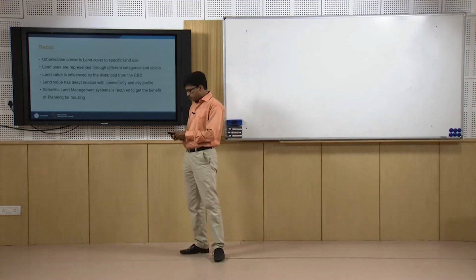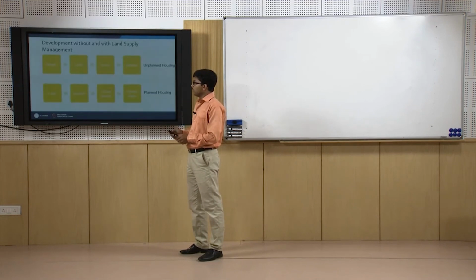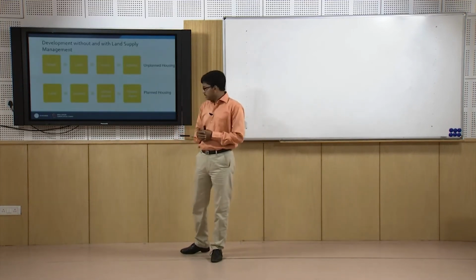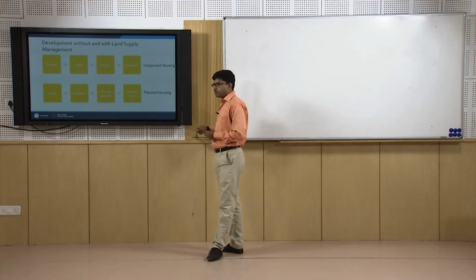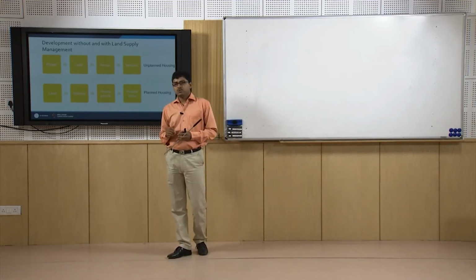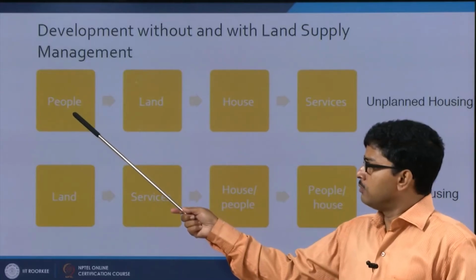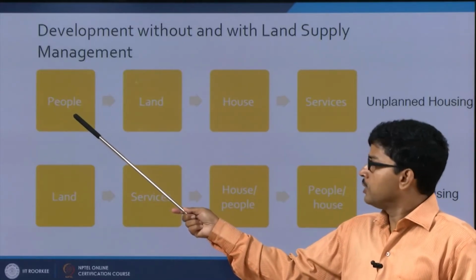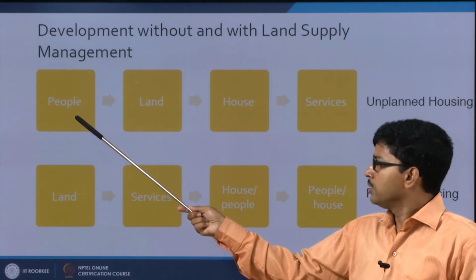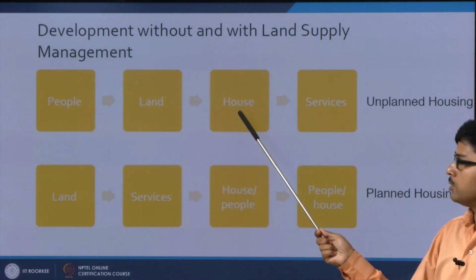So, today the first thing we will discuss is what happens if we do not manage land. In a typical development, when we do not do any planning intervention, when we do not do any land management, what happens? The people come first, they purchase land from the market or from private owners, they get a plot, then they make their house.